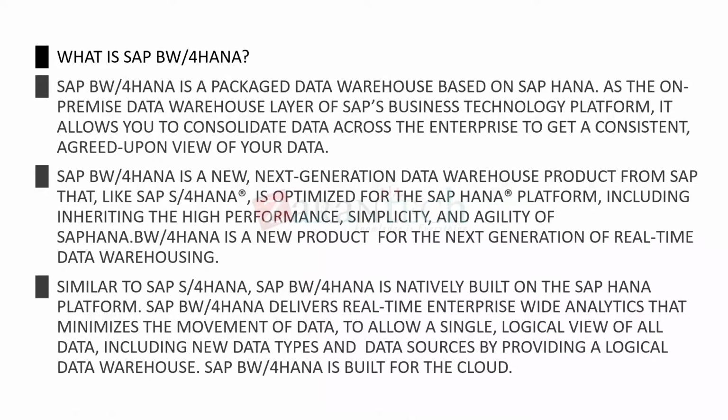Now, one thing you need to understand: anything which says "for HANA" means there is a limitation in the software, that it cannot work on any other database apart from HANA. When you talk about S4 HANA, that's the only database it can work on. Likewise, BW for HANA is again a BW system on a HANA database. You don't have the flexibility to pick and choose some other database. Now, what is BW for HANA? It's nothing but a BW system, but on a HANA database.